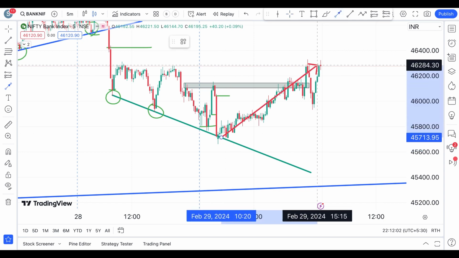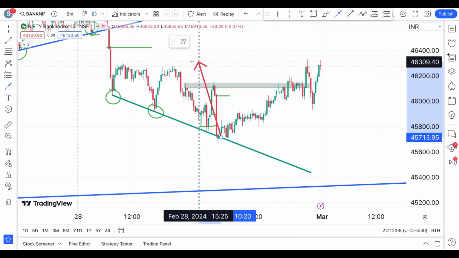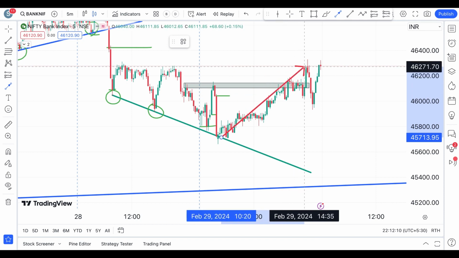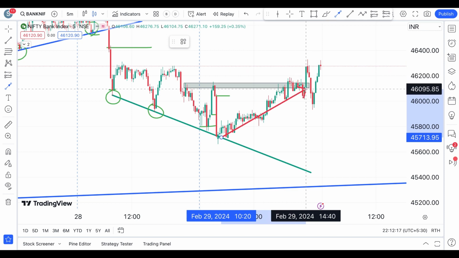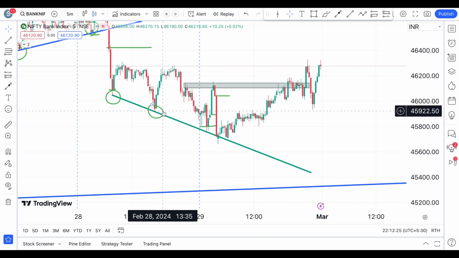For those who don't know where the target should be, this could have been the first target, which is easily taken, and after that this could have been the second target, which is also easily achieved. But after achieving the second target, if you are trailing your stop loss, then you might have exited at your first level, because from there Bank Nifty fell back to the first level again. So that's it on the 5 minute time frame of Bank Nifty.